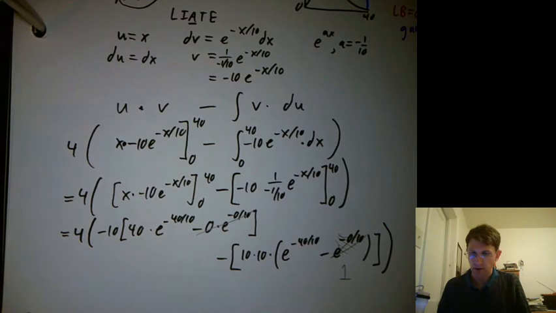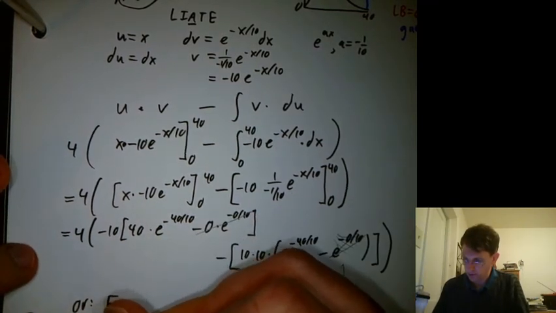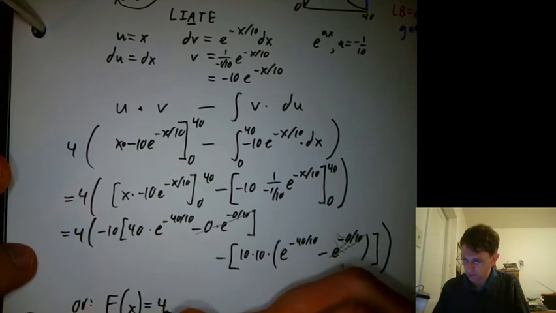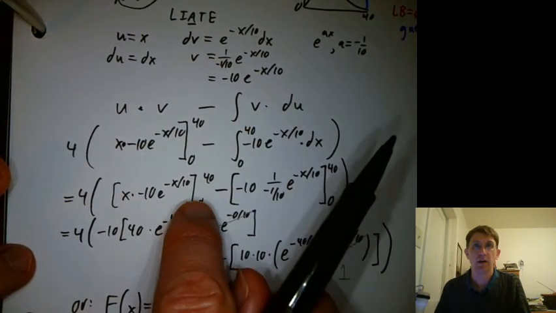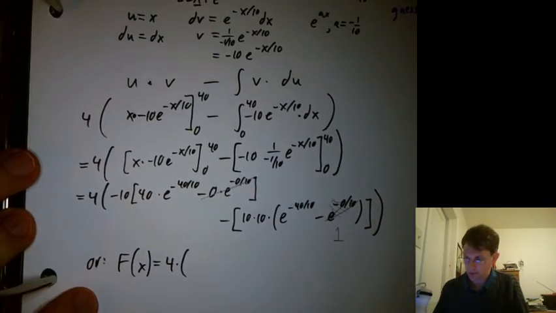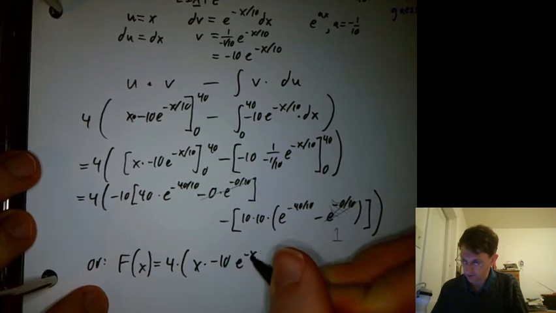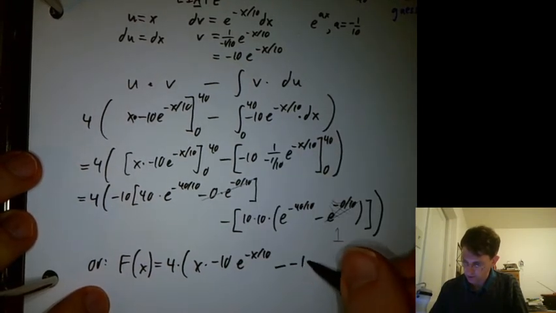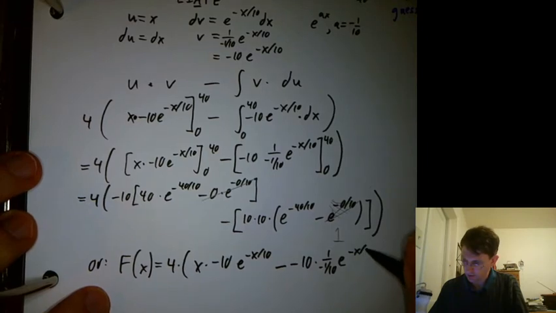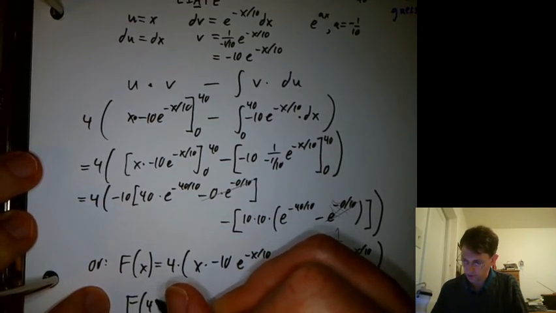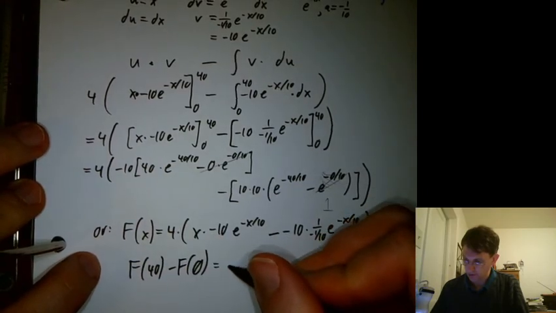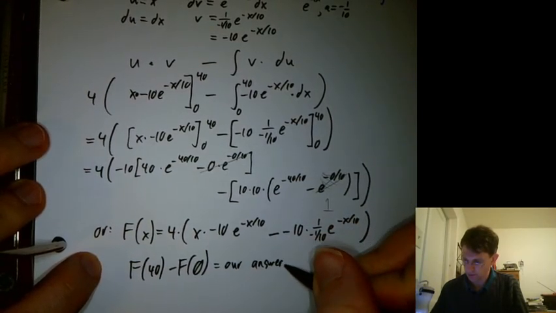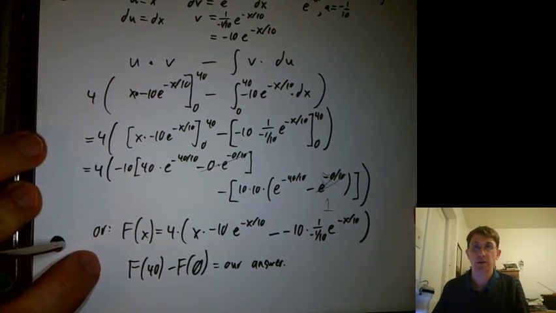So you could plug all that in, like I said, or you could also say big F of x equals 4 times, and kind of go back and take off all the definite stuff from here, and say x times negative 10 e to the negative x over 10 minus 10 times 1 over 10 e to the negative x over 10, and then do big F of 40 minus big F of 0, and that would be our answer. And then you check that against the upper bound, the lower bound, and the guess.